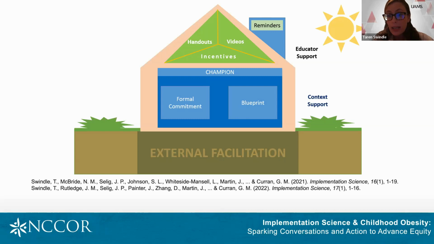We sit down with the leadership and have a formal commitment process and a blueprint of implementation so we can talk through what to expect and how they can move through the process at their site. And then the attic of the house is the support given to the frontline implementer. They all get a reminder of a cutting board with the evidence-based practices, but then tailored support. They can have handouts and videos when they're lagging in their use of the EBPs, or they can have support, a thank you, incentives when they're doing well.